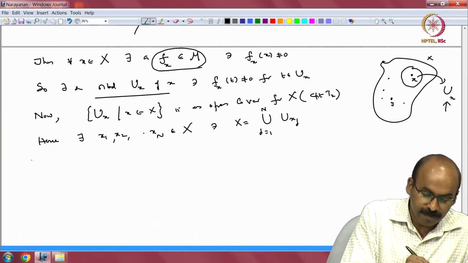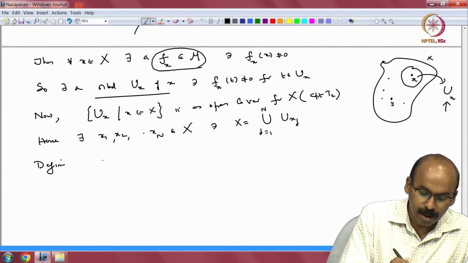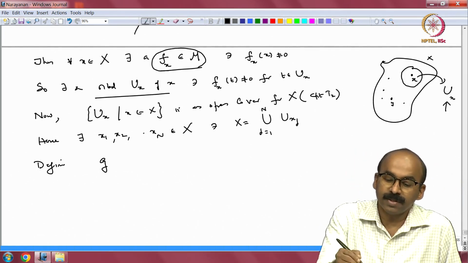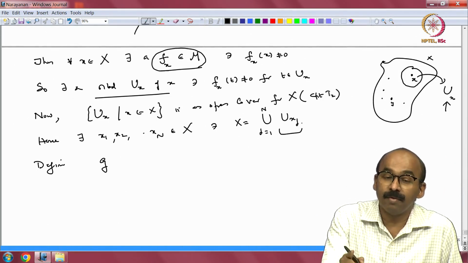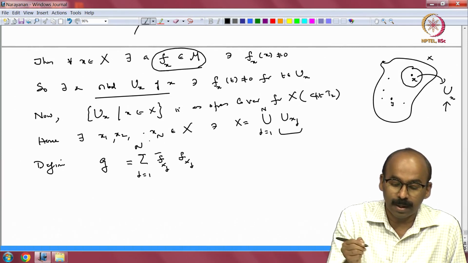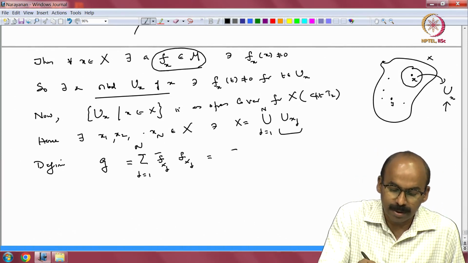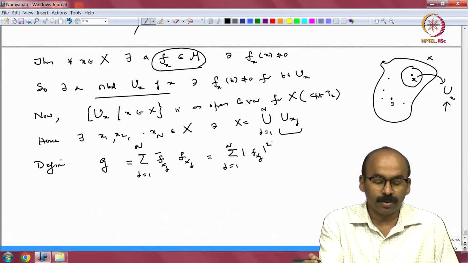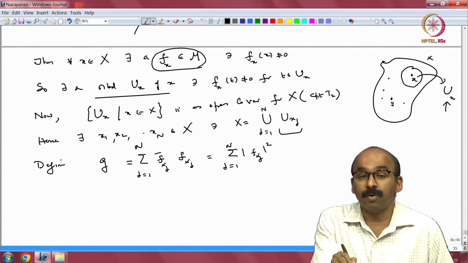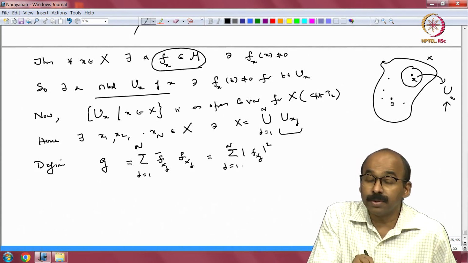So define g. g is going to be a new function defined using these f sub x j's. Remember each neighborhood gives me one function which is non-zero there, f x j. Then I multiply it with f x j bar and I add, j equal to 1 to n. So this is nothing but the summation j equal to 1 to n of mod f x j squared. So g at y will be the summation of mod f x j at y squared, j equal to 1 to n.